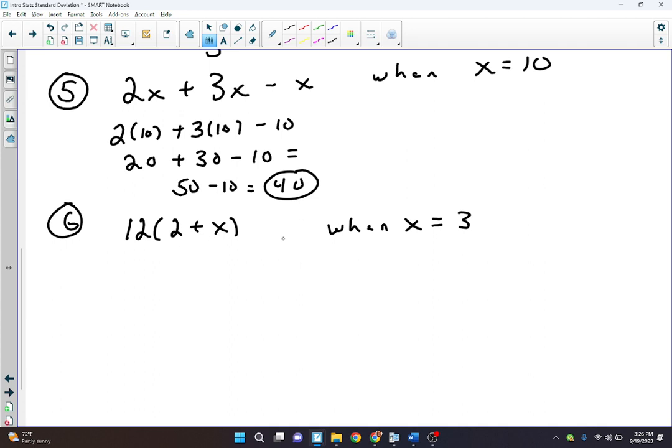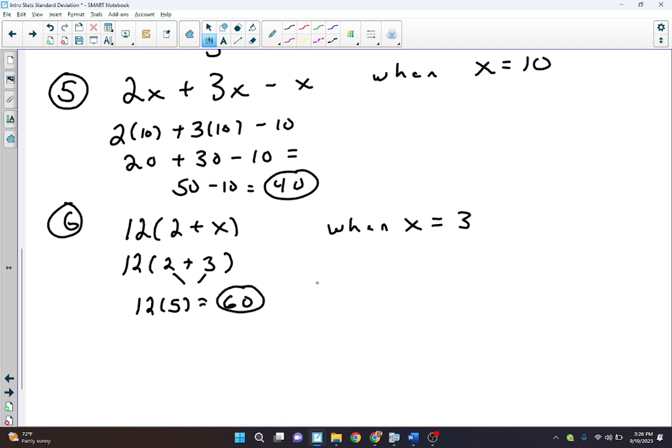So in these scenarios, you're still replacing. Just make sure you do PEMDAS correctly. Now, some of you might distribute, some of you might add first. In this situation, since you know both numbers, it might be simpler to add first. So 2 plus 3 equals 5, and then 5 times 12 equals 60.